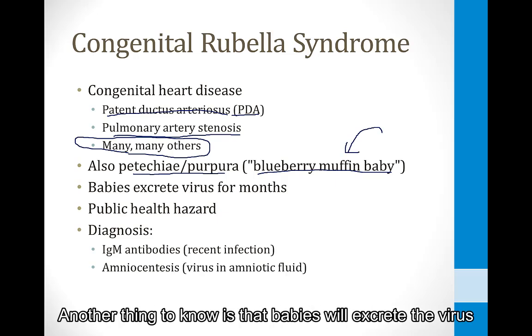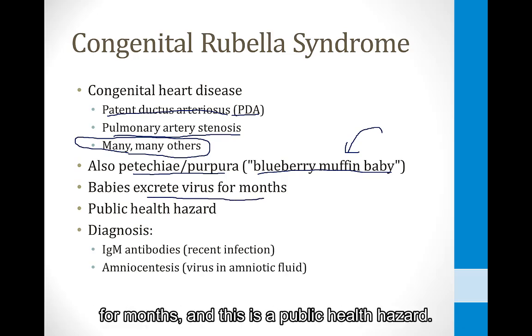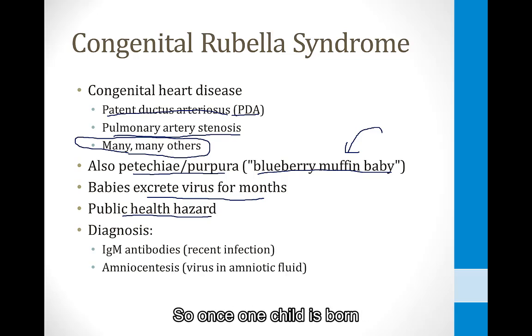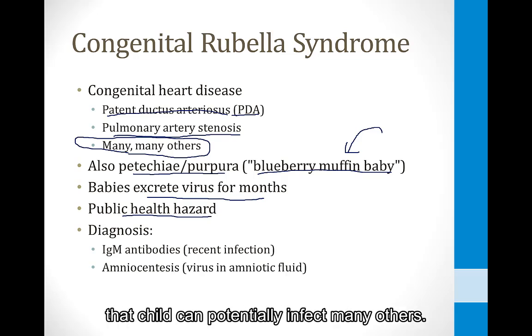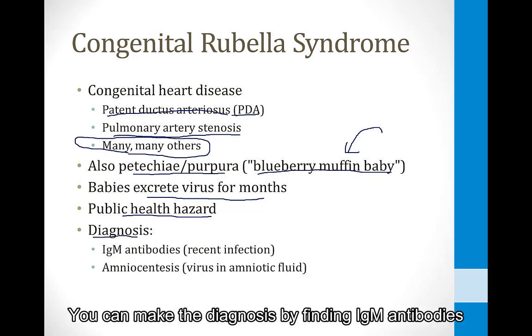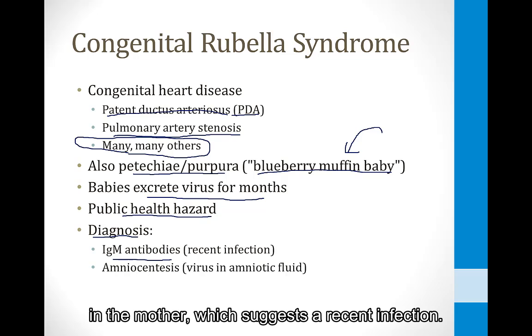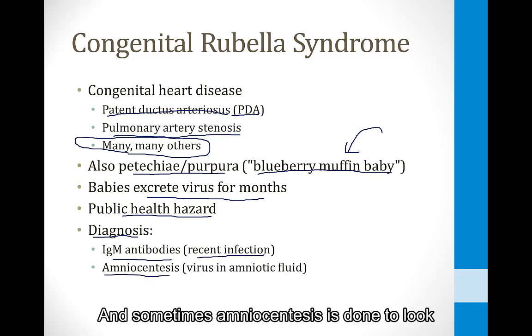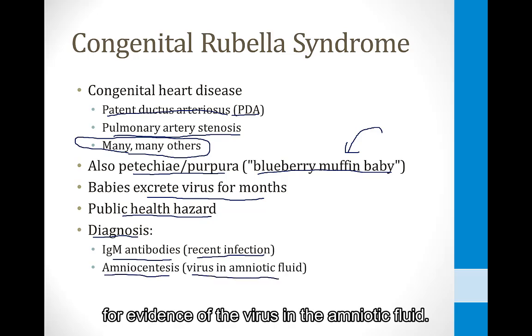Another thing to know is that babies will excrete the virus for months, and this is a public health hazard. So once one child is born with the congenital rubella syndrome, that child can potentially infect many others. You can make the diagnosis by finding IgM antibodies in the mother, which suggests a recent infection, and sometimes amniocentesis is done to look for evidence of the virus in the amniotic fluid.